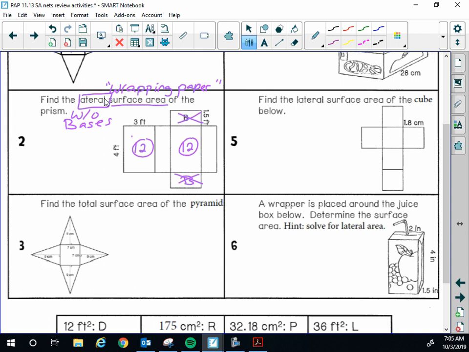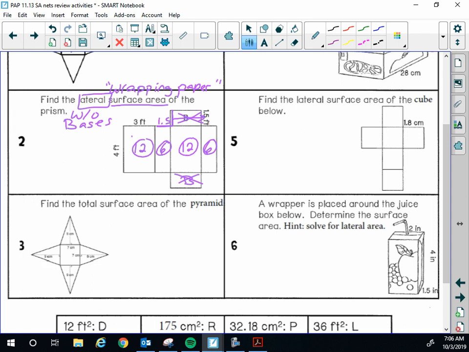Okay? This piece right here is missing a measure. Well, it matches up to this piece right here. And that is the same as the one straight across from it, which is 1.5. So that means this would be 1.5 times 4. And 1.5 times 4 is 6. And if that one is 6, then that one is 6.